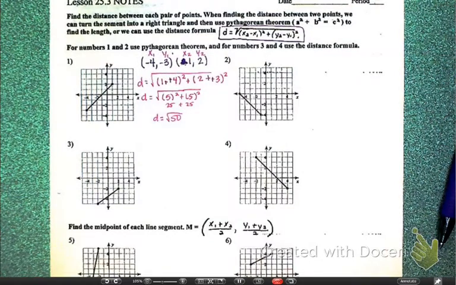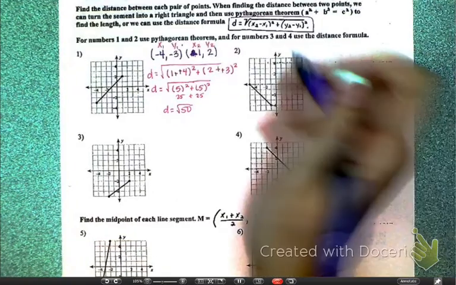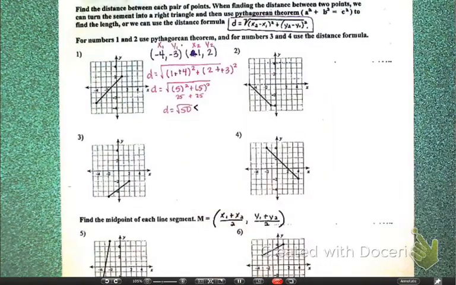Now here's where things change from IM1 to IM2. In IM1, you either left it like that, or you plugged it into the calculator and got a decimal. We are going to do something called simplest radical form. Okay, I'm going to show you. So simplest radical form. What two numbers, so we're going to create a factor tree. What two numbers multiply to 50?